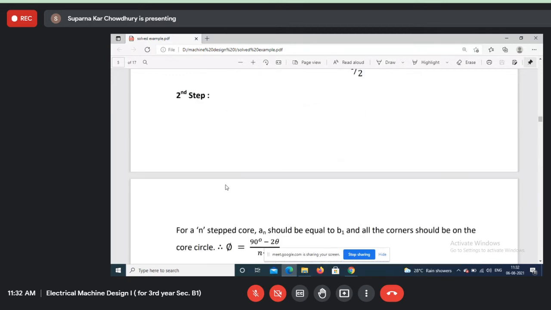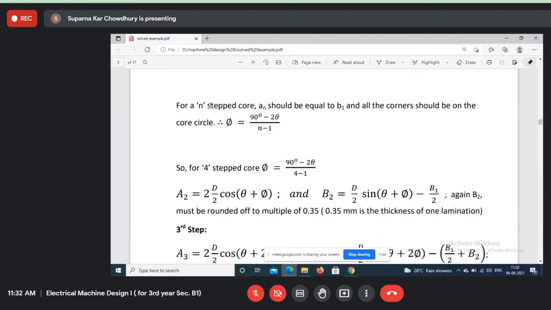So when we go to the second step, for an n-step core, AN should be equal to B1. This should be capital letter.